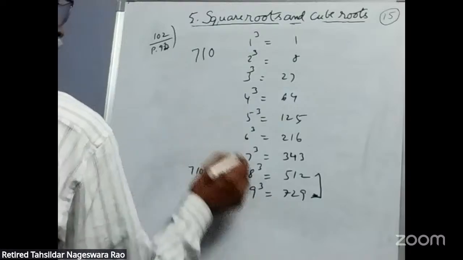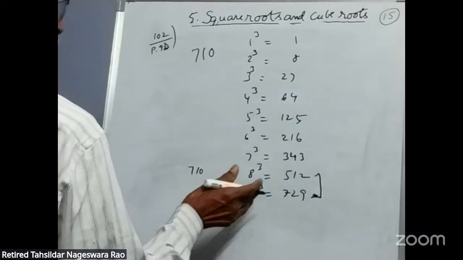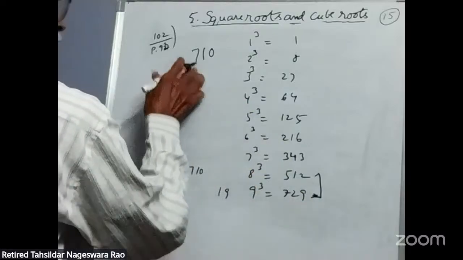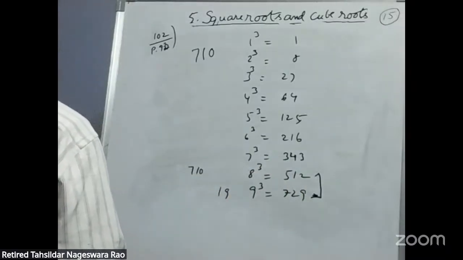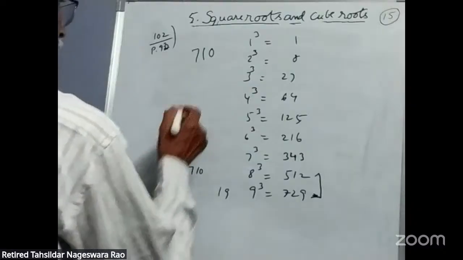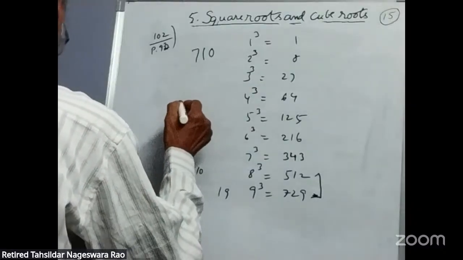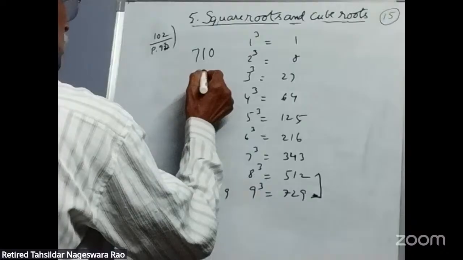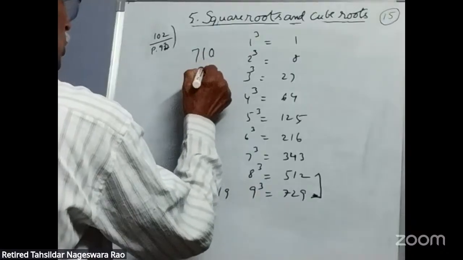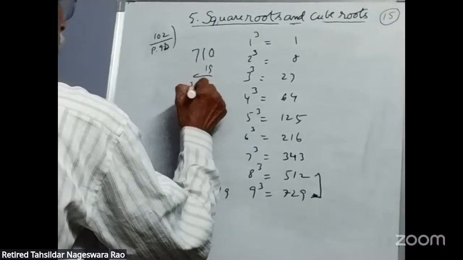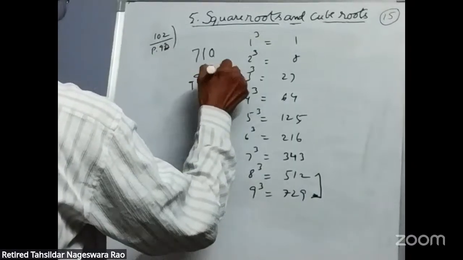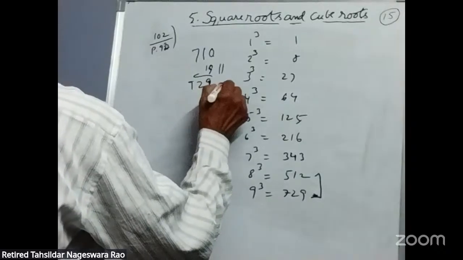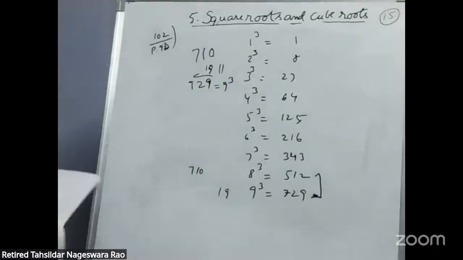Smallest number to be added. Of course, some number should be subtracted from 710 to get 512, but we are adding. He wants some number to be added. So 19 can be added to this one to give 729, the smallest number to be added. The answer is 19 only, and this becomes a perfect cube of 9. That is the answer.